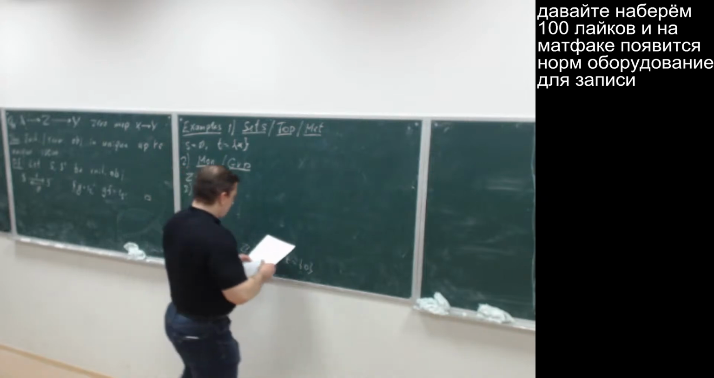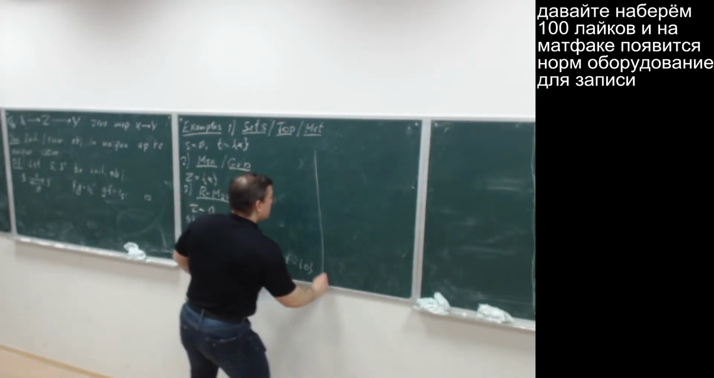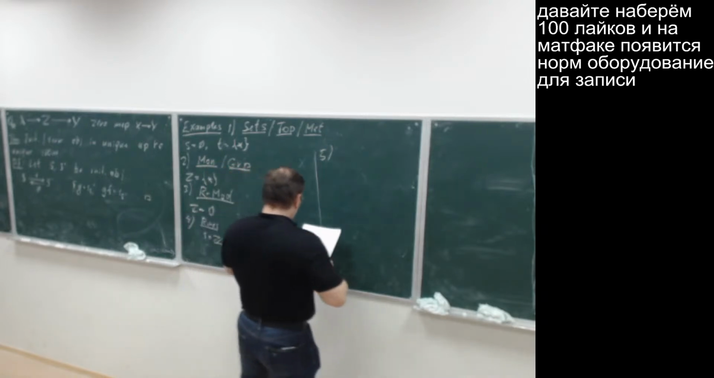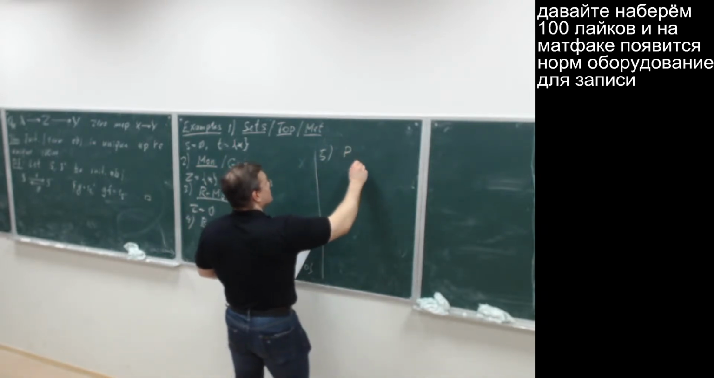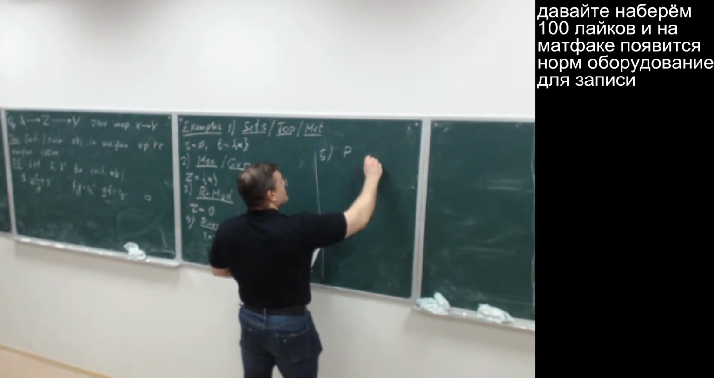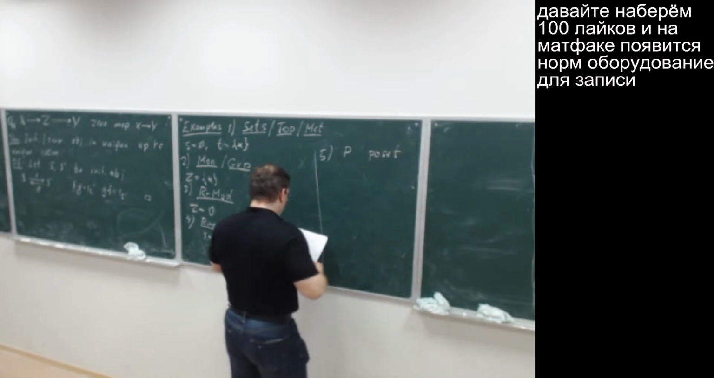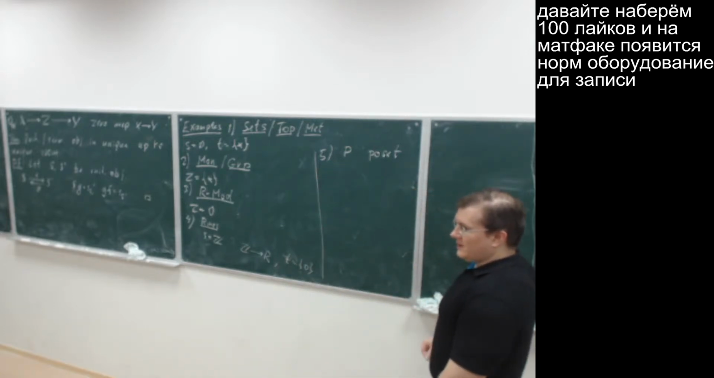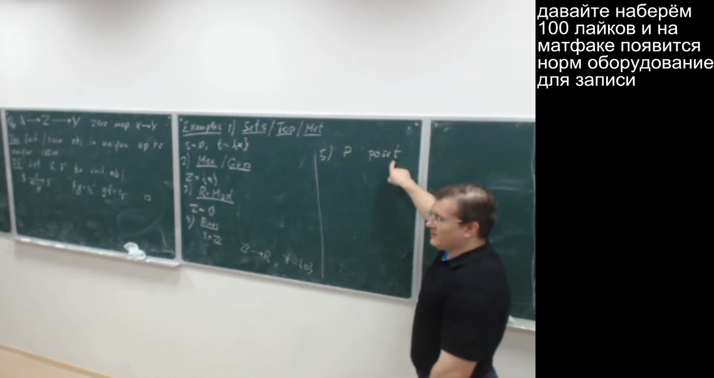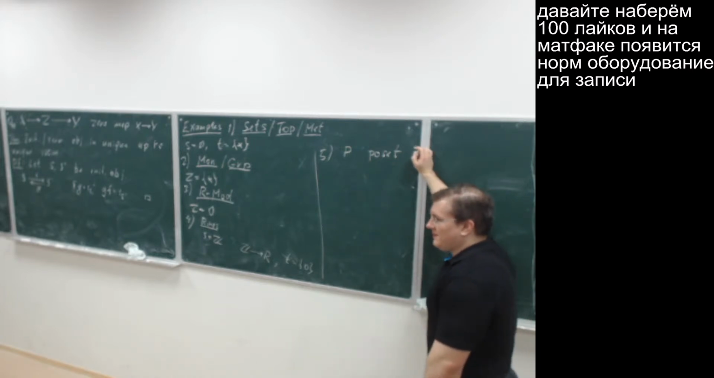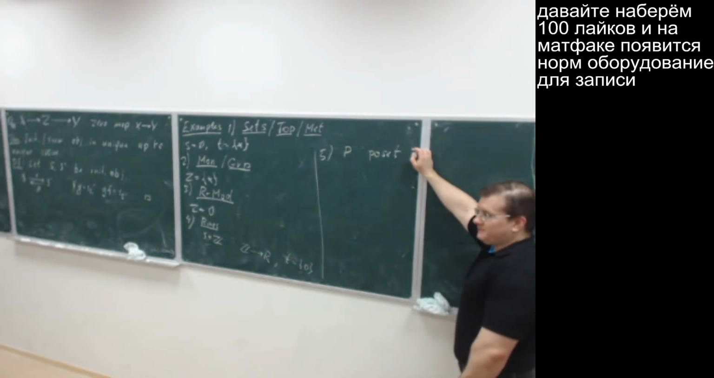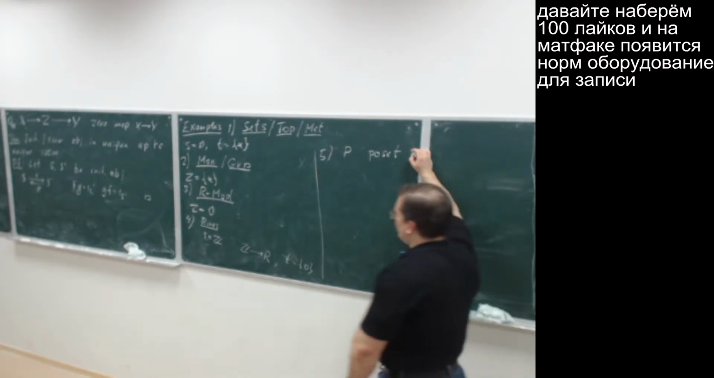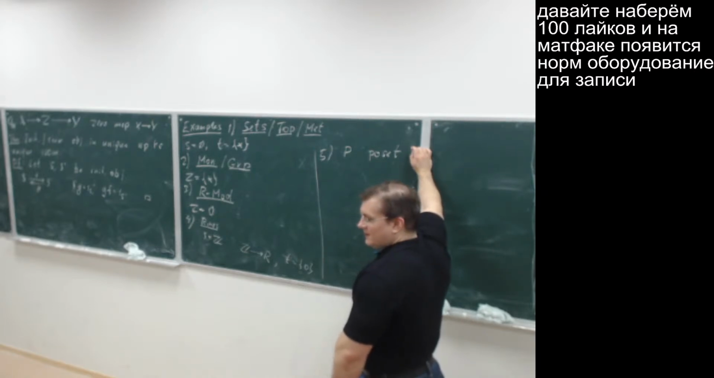Okay, so maybe one more example. Let's take P to be a partially ordered set, a poset, and consider this as a category. So what are the initial and terminal objects? Well, when we have the whole set, the minimum and maximum are the smallest and largest elements.